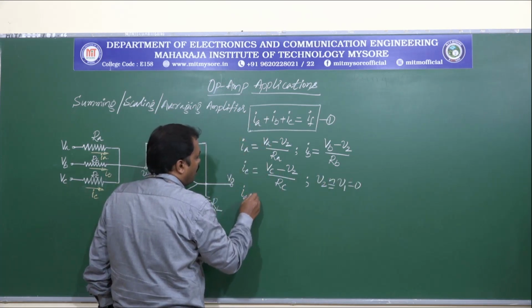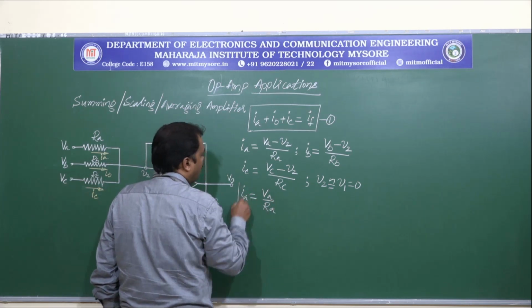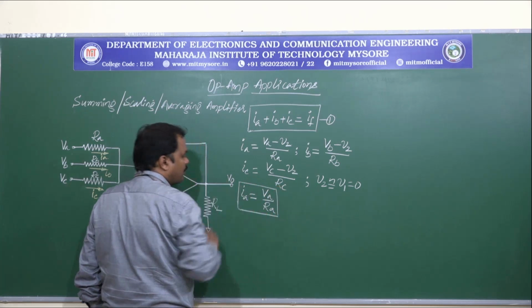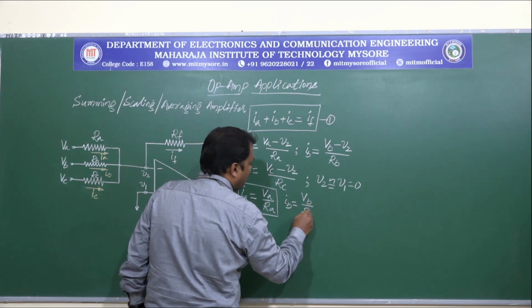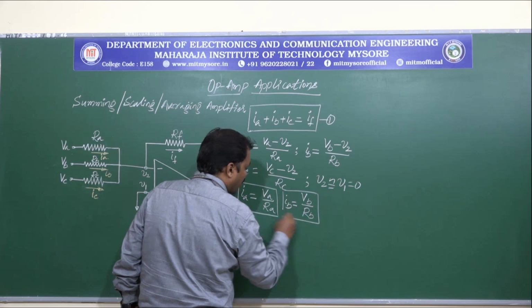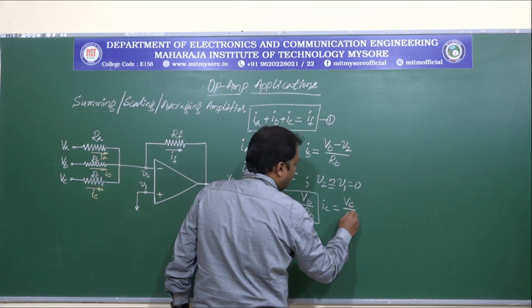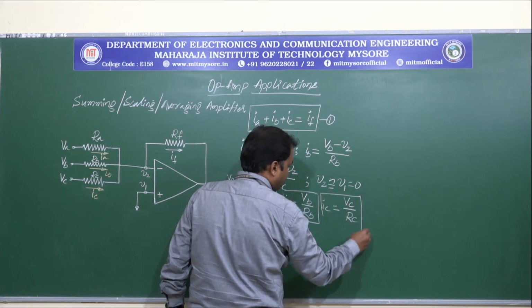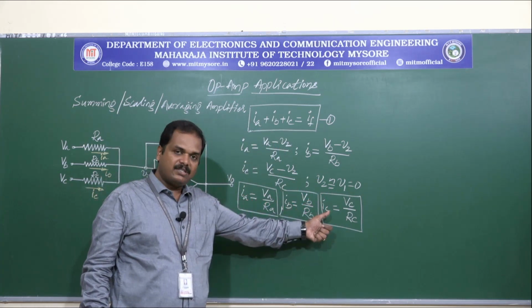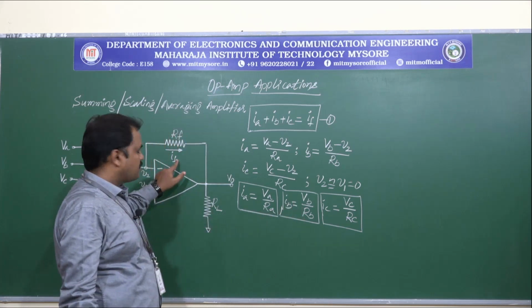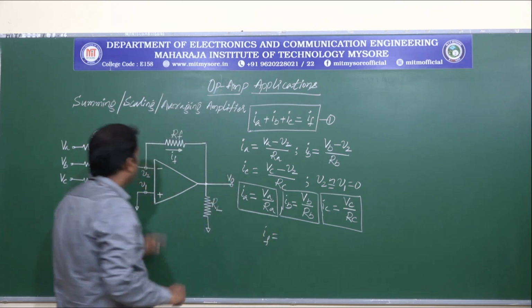So IA is equal to VA by RA, IB is equal to VB by RB, and IC is equal to VC by RC. So now we have substitutions for IA, IB and IC, and let us see what is the substitution for IF in this equation. So IF is equal to what?